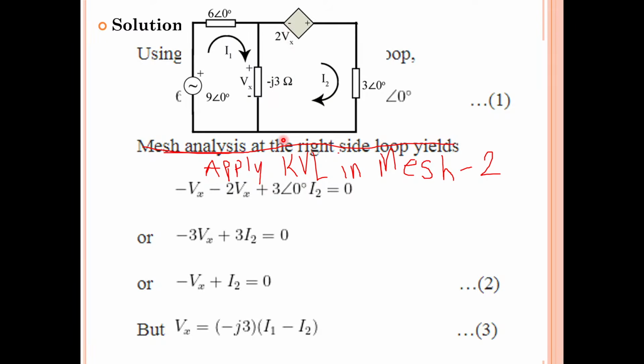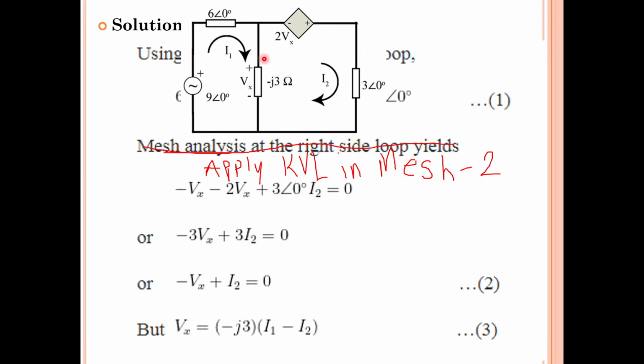This reactance value, whatever they have given: since there is a dependent source whose magnitude is 2 Vx, instead of writing minus J3 into I2 minus I1, which is the voltage across this element when applying KVL in mesh 2, I didn't write that, because the voltage across this element is Vx. So I have written minus Vx minus 2 Vx.